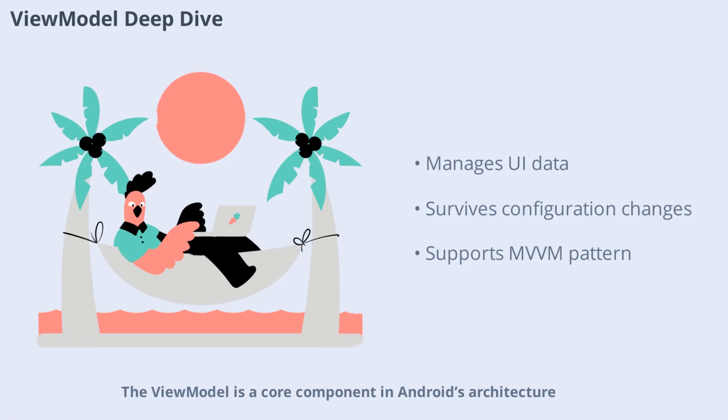ViewModel is a core component in Android's architecture, designed to manage UI-related data in a lifecycle-conscious way. It helps separate business logic from UI, making your code more maintainable and testable. Interviewers may ask about ViewModel's internal workings, its role in MVVM, and how it survives configuration changes. Mastering ViewModel concepts is crucial for building robust Android apps.